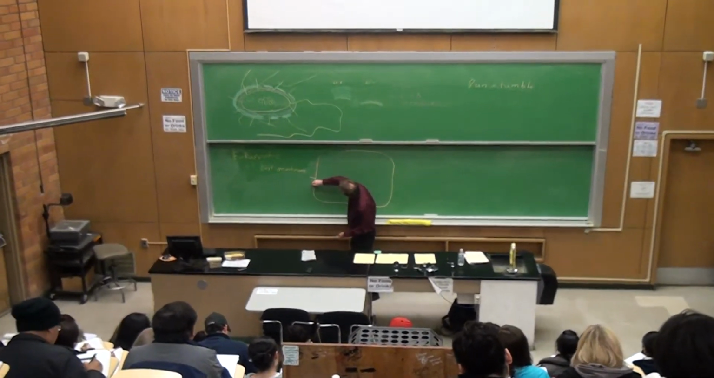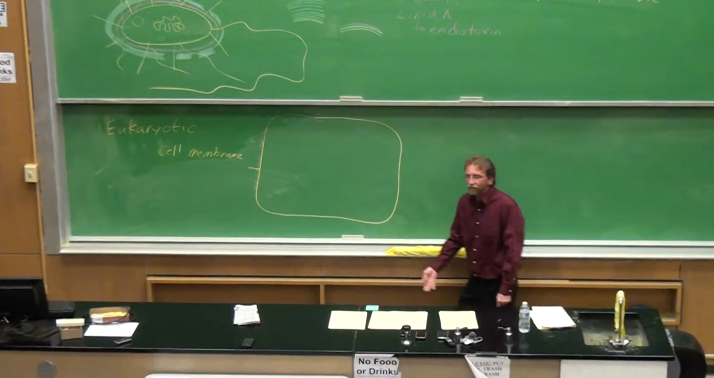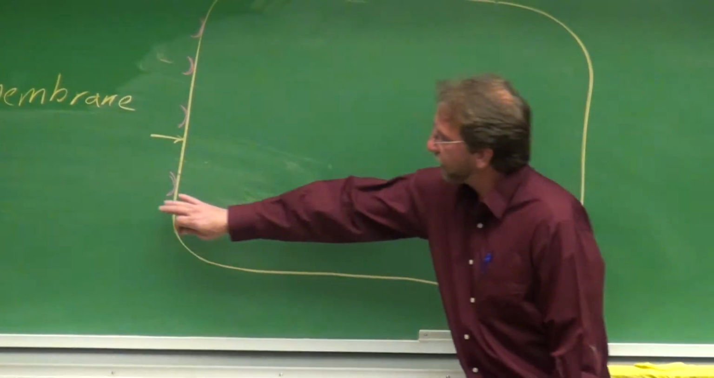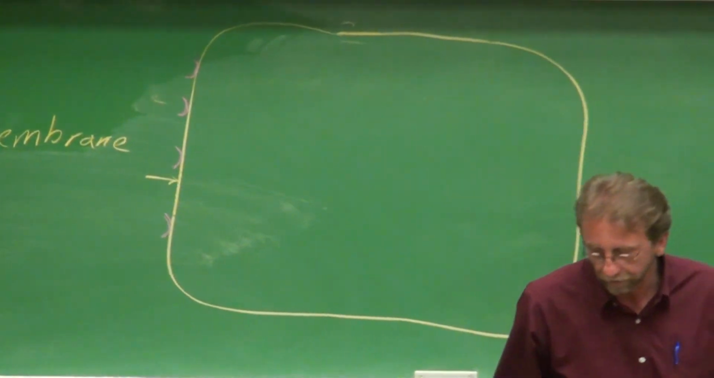On the outside of the cell, these glycoproteins serve as surface receptors. Things that bind to them may then be brought into the cell, and may affect the cell in some way.